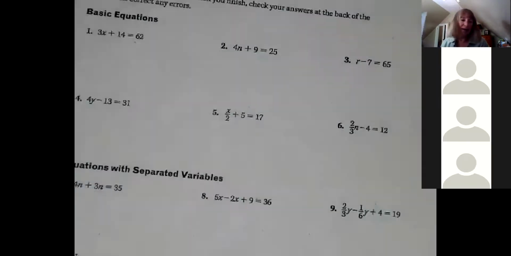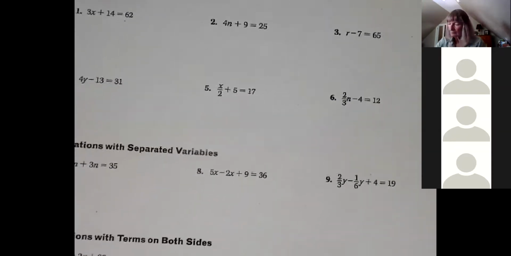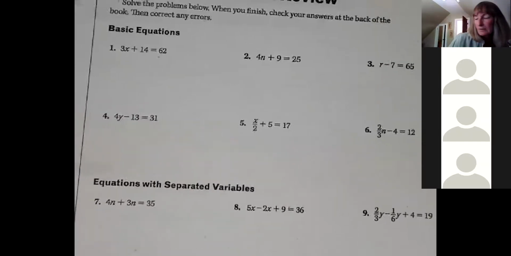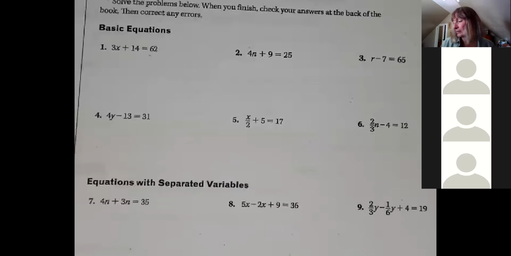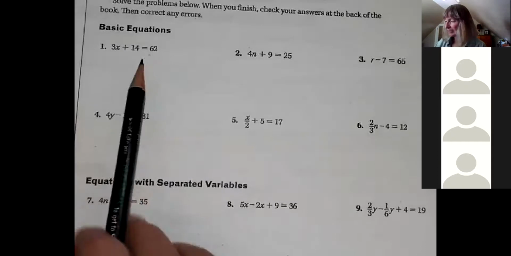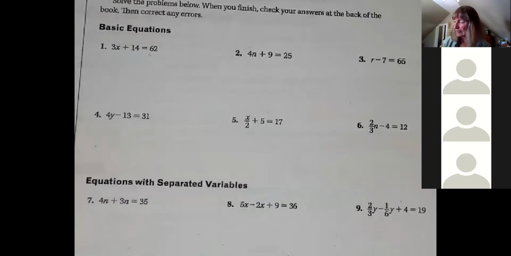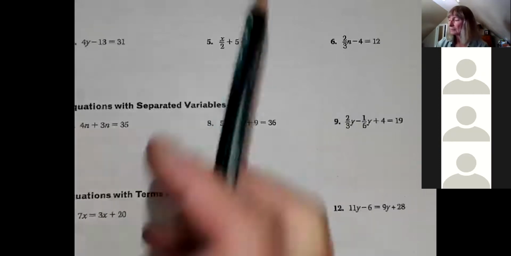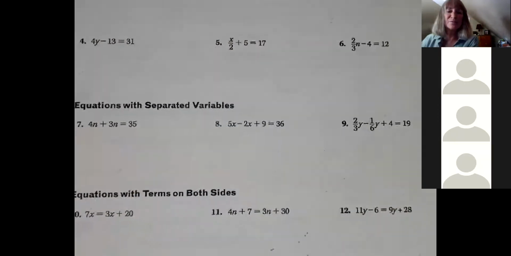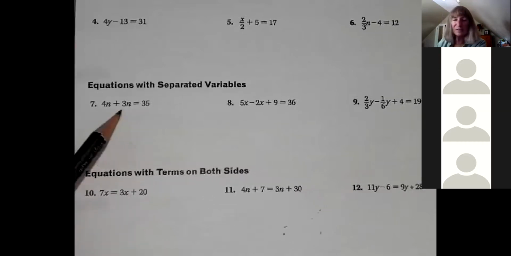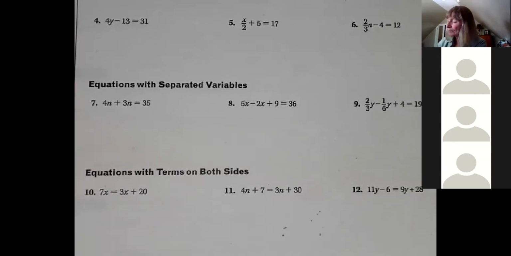Okay. Now, this page is going to give us some practice on some things that we need practice on. Basic equations are just like the ones that you worked on the previous page. If you haven't finished those so far, let's leave those as homework. But let's look at some of these that are a little bit trickier.